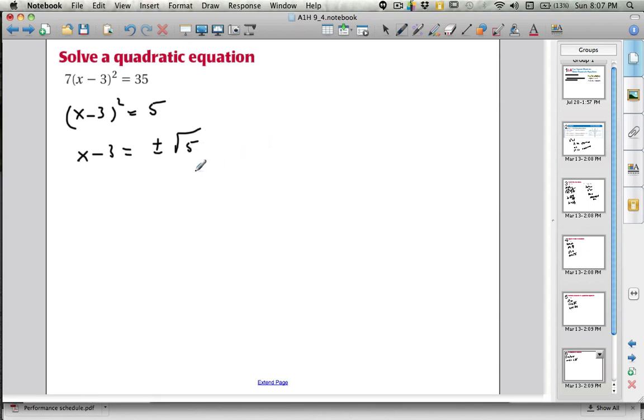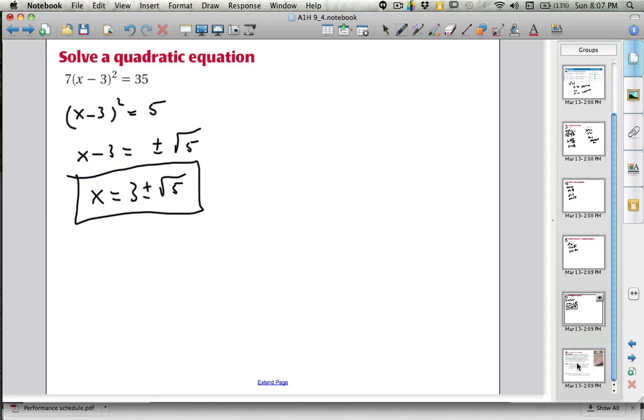Again, if I wanted to make this a decimal, I could, and I could give you specific decimal answers. I'm not going to be expecting that. If I add 3 to either side, I'll have 3 plus and minus the square root of 5. Now, certainly I can find the square root of 5, and I could add it to 3, and subtract it from 3, and have 2 decimals as my solutions, but this is sufficient as far as I'm concerned.